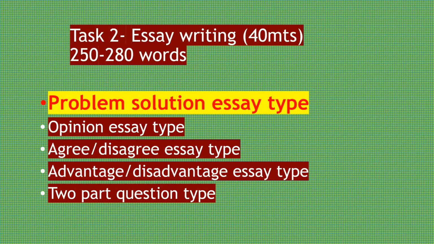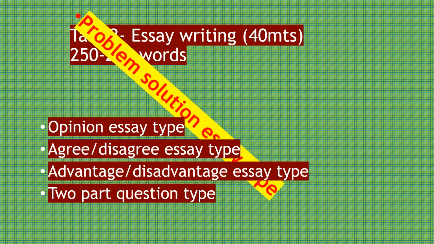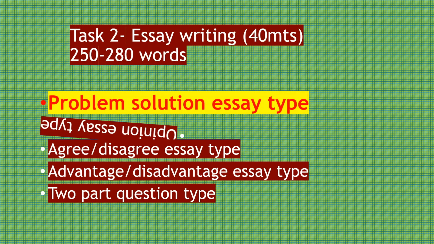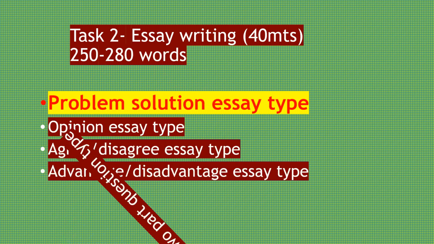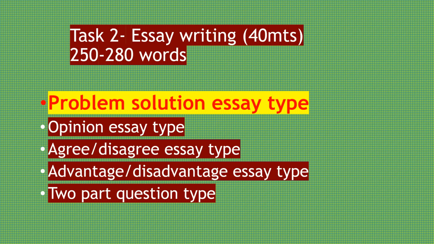Alright, so let's take a look at the essay writing task 2, which is for 40 minutes, and the student has to write 250 to 280 words. Now, there are 5 different essay types, and the student should be able to identify, the moment you read the question, what essay type your question belongs to. So we have problem solution, opinion, agree disagree, advantage disadvantage, and 2-part question type. And friends, in this video, I'm going to be discussing a problem solution.